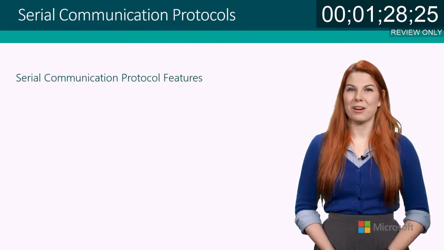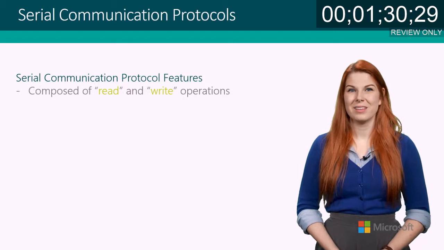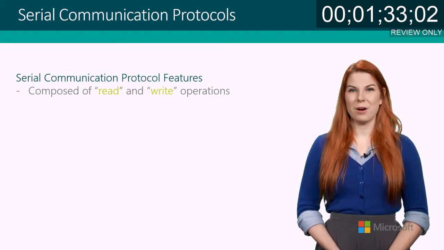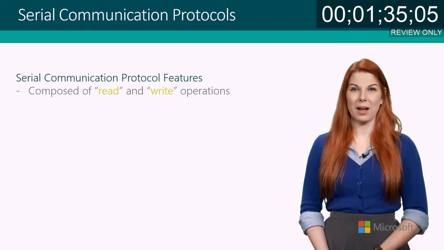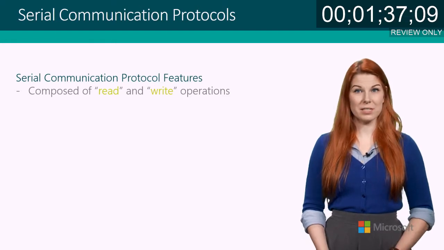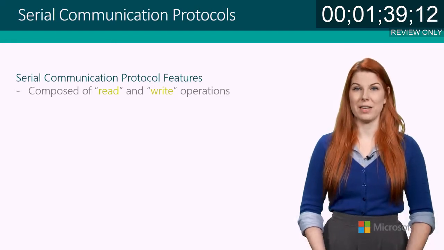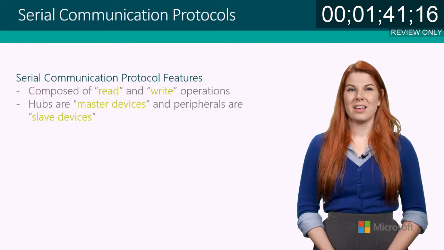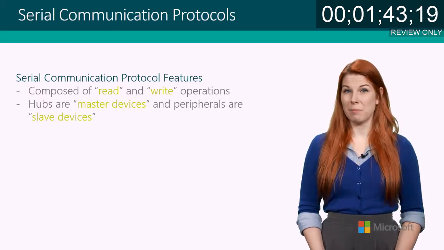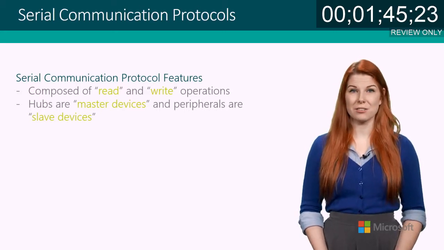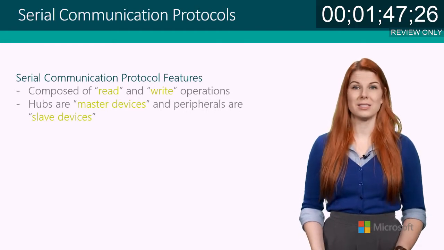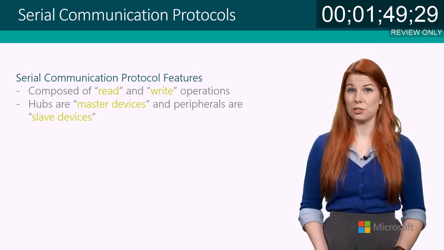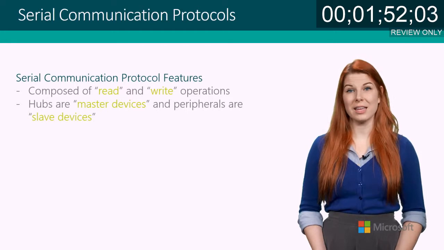Serial communication protocols have a few different features. Data is generally composed into either read or write operation. Either I'm taking in a piece of information or I'm giving it out to somebody else. The hubs, like your Raspberry Pi, are officially referred to as master devices, and the peripherals or sensors or whatever you have attached to that device are called the slave devices.